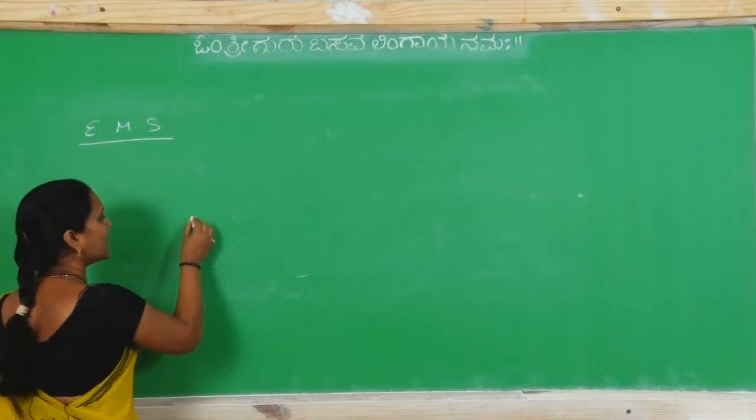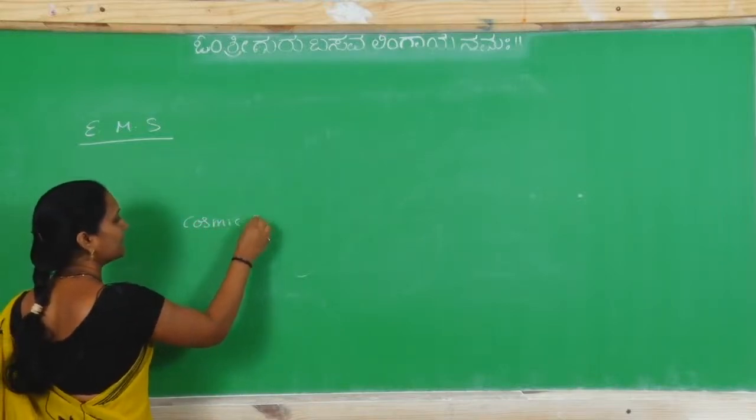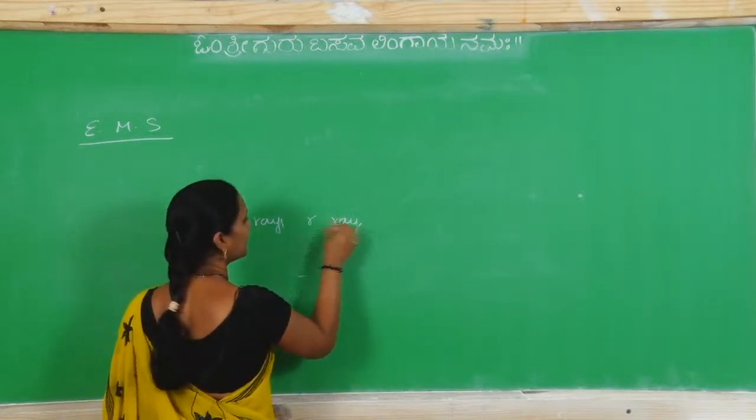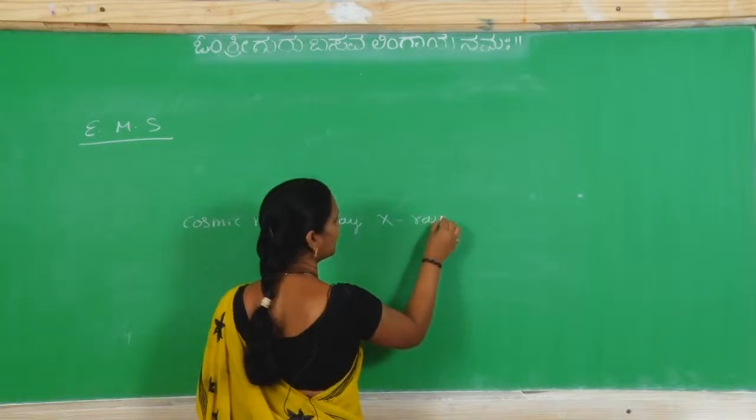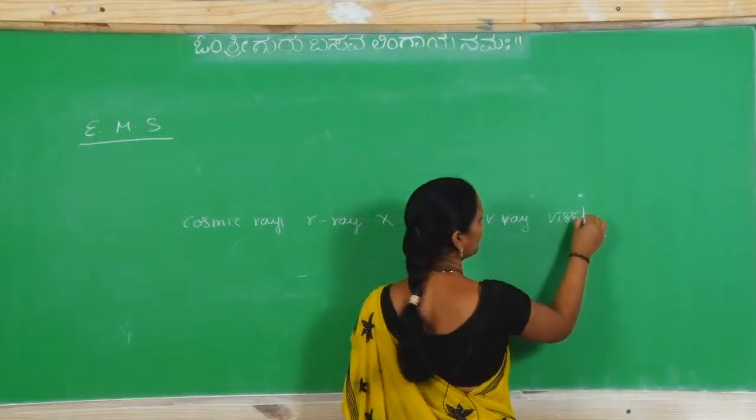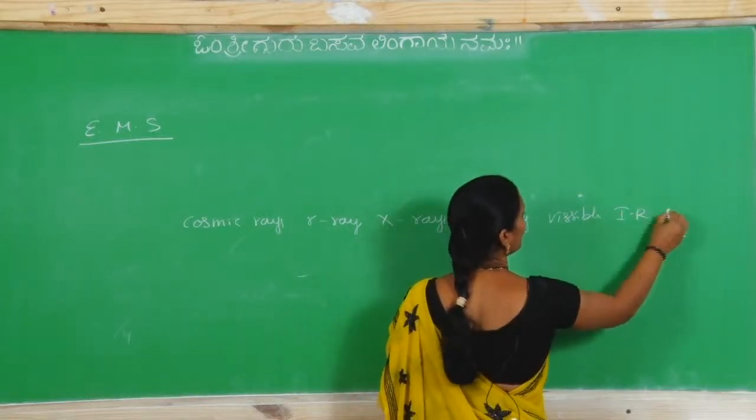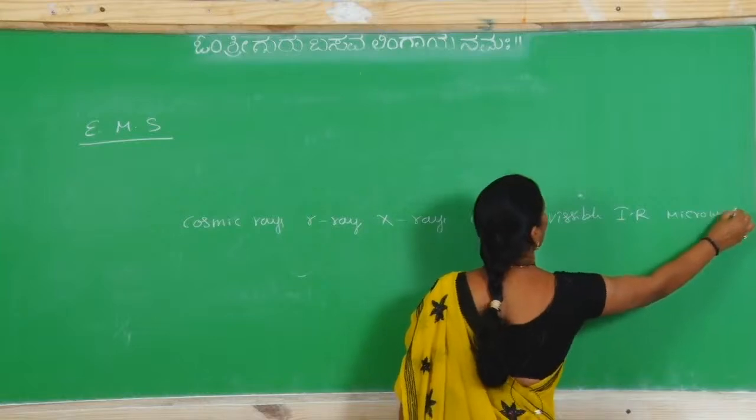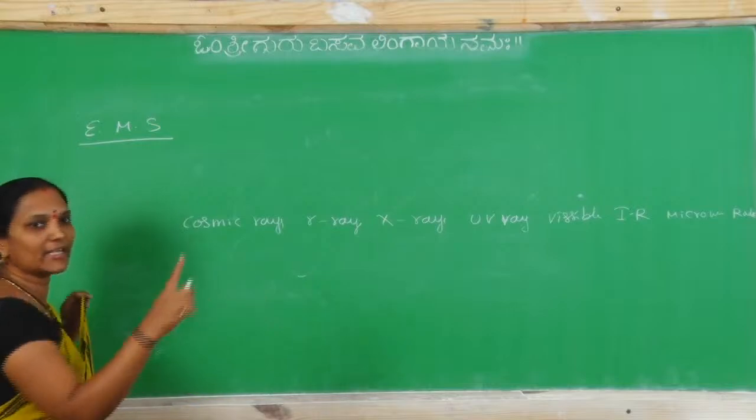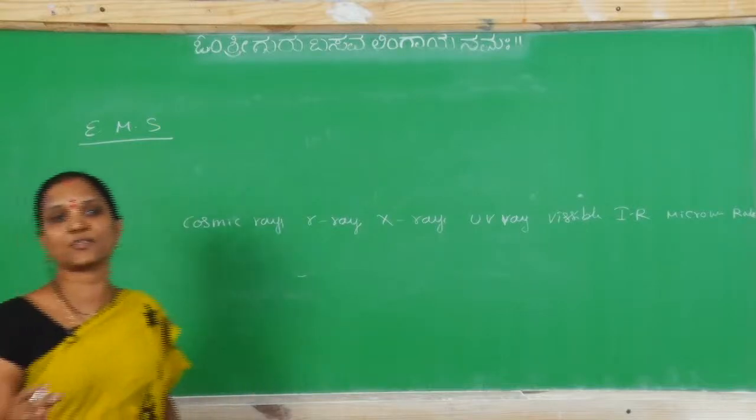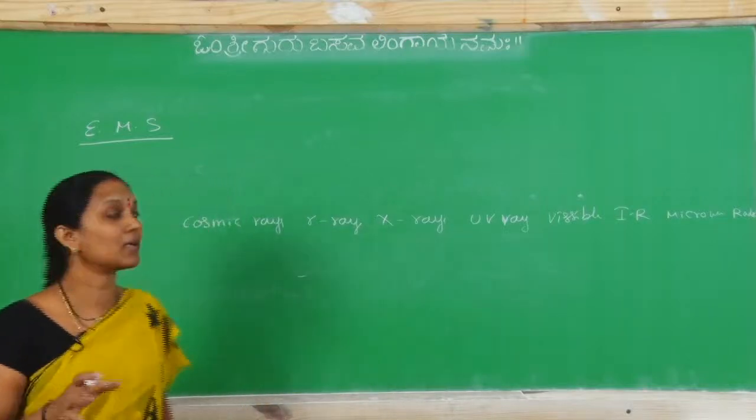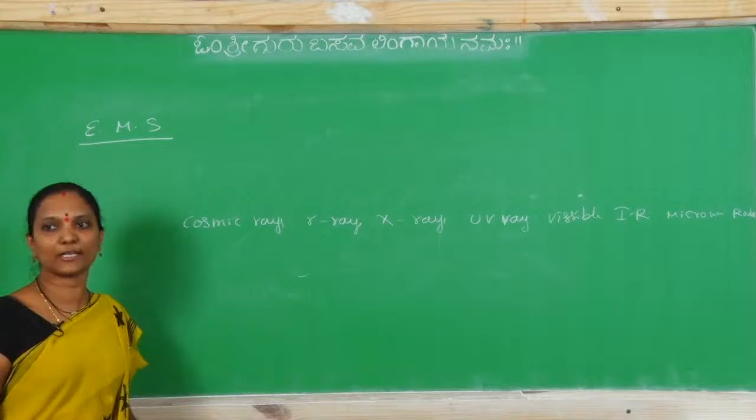So what are these electromagnetic radiations? Cosmic rays, gamma rays, X-rays, UV rays, visible rays, IR rays, microwaves and radio waves. So these are electromagnetic radiations. Cathode rays and anode rays, if given as options, are not electromagnetic radiations. Cathode rays, alpha rays, anode rays, canal rays, if given, are not electromagnetic radiations.